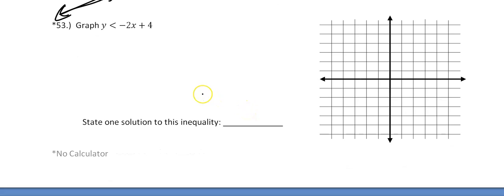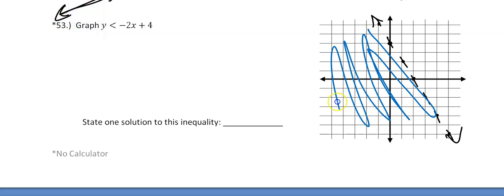This one asked me to graph this guy. So something like this. I just plot it like a line. So y-intercept of 4 with a slope of -2. 1, 2, 3, 4. Slope of -2 is down 2 over 1, down 2 over 1. And because there's no equal to condition, it's an inequality, I have to use a dotted line for this guy. And then I have to shade one side or the other. Since I'm less than this guy, I want to shade below the line. So I shade everything down here.